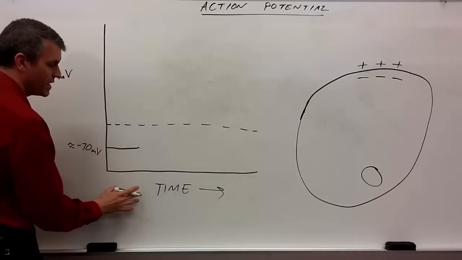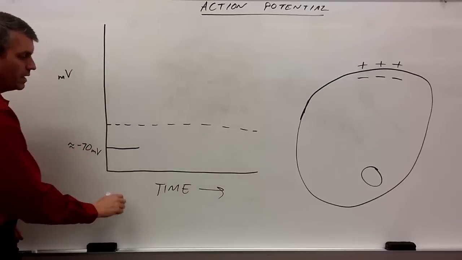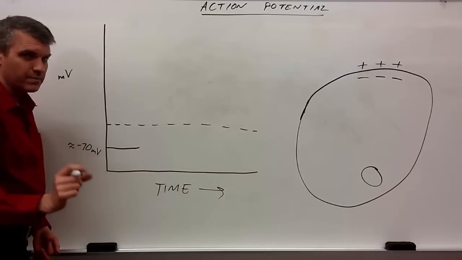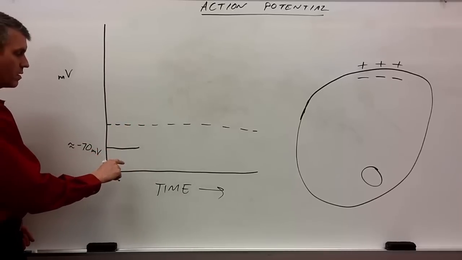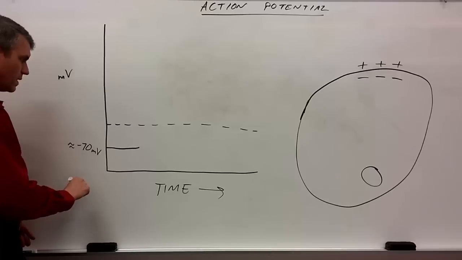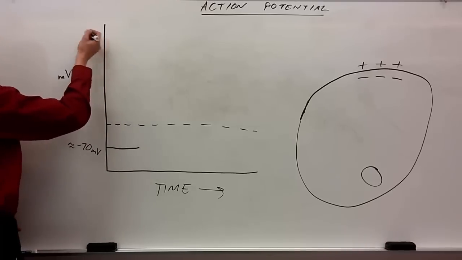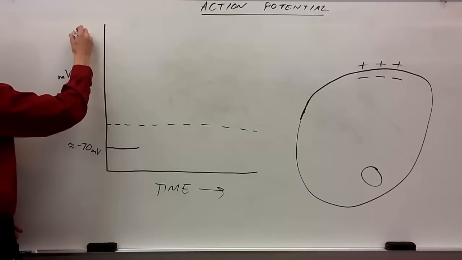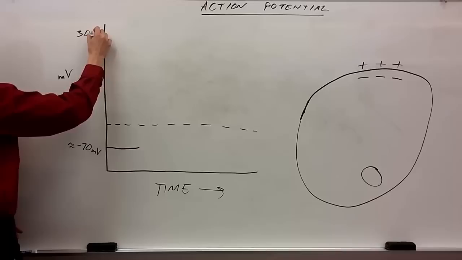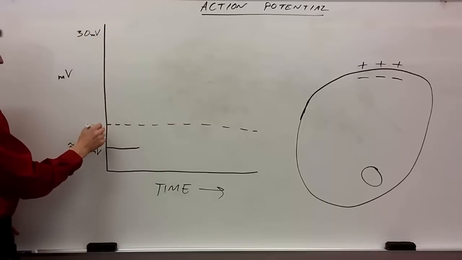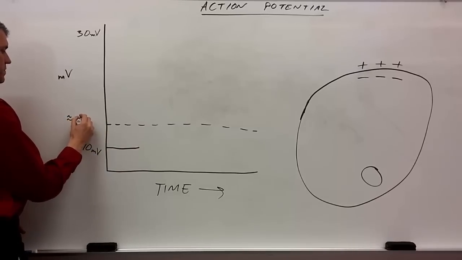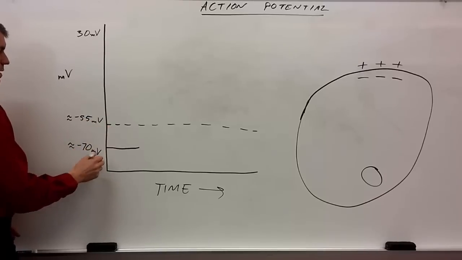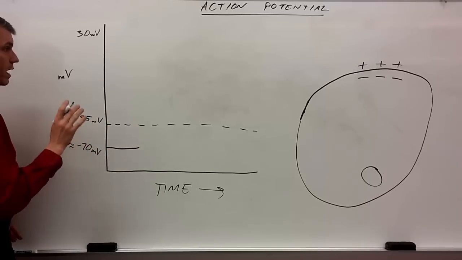The other part of this graph, the x-axis, this is time in very tiny increments, like microseconds, because these membrane potential changes occur very quickly. I'll put two other numbers on here. Up here we'll say 30 millivolts. And then this dashed line here is around minus 55 millivolts. And I'll explain that dashed line shortly.